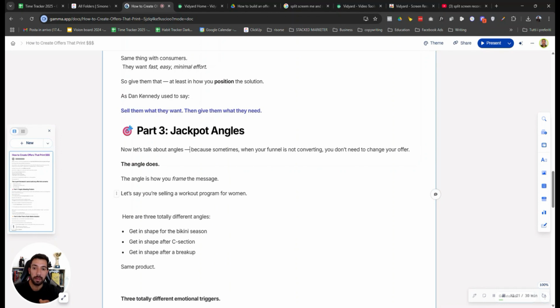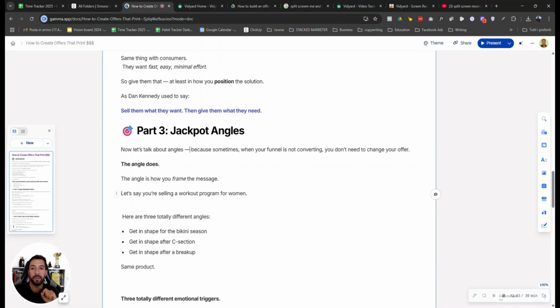And I just saw this. Our offer started making a lot of money when I changed the angle, and this included changing the ads, the lead, and the headline on the sales page. So basically, the angle is how you frame the message.